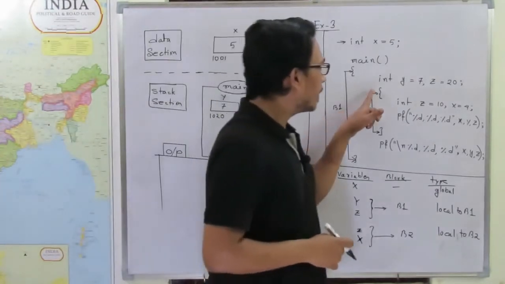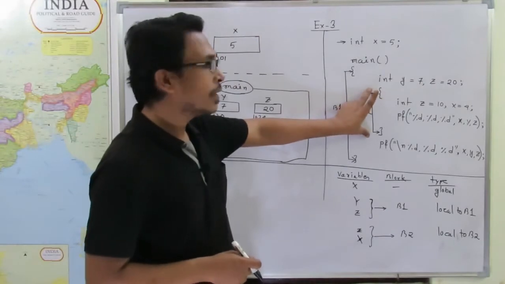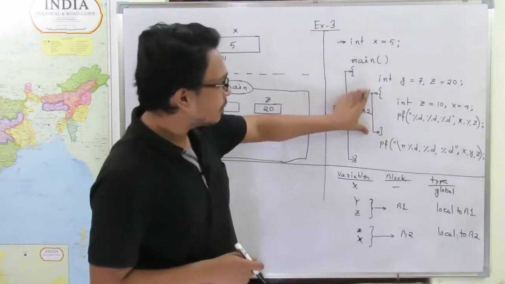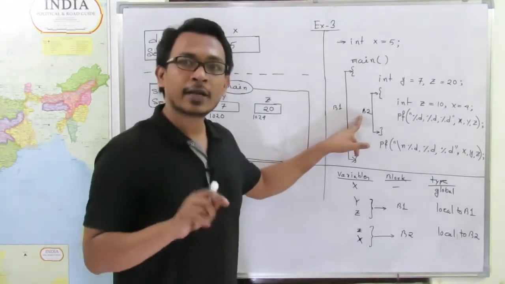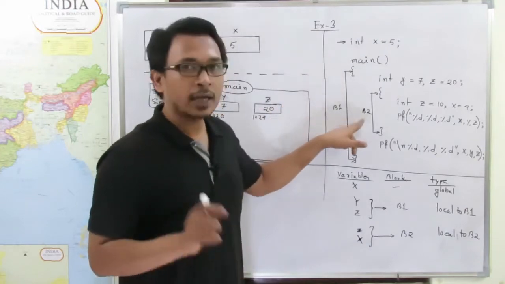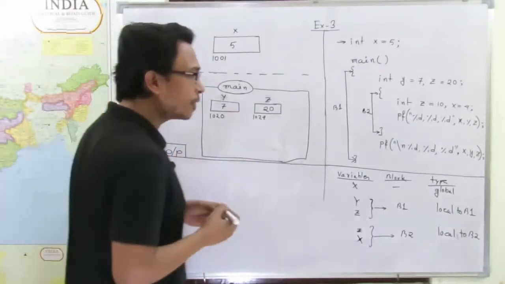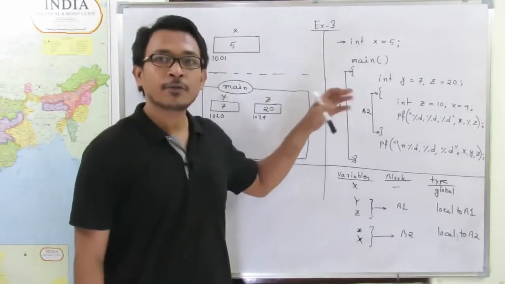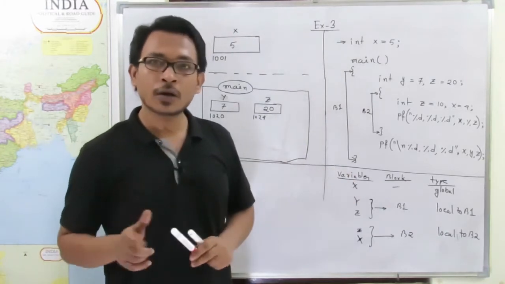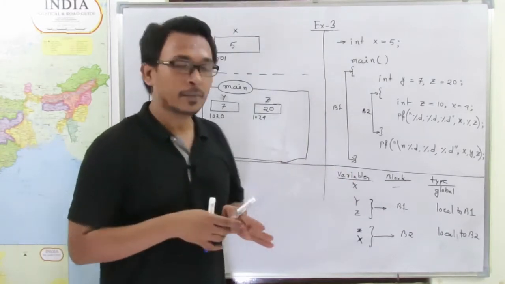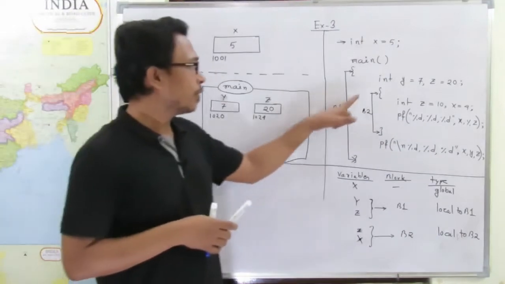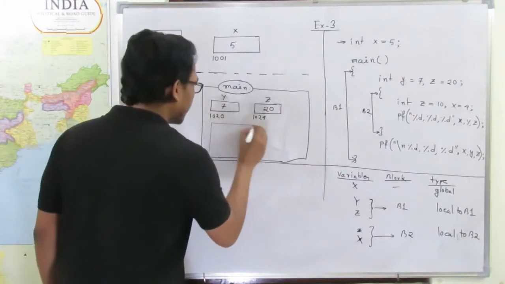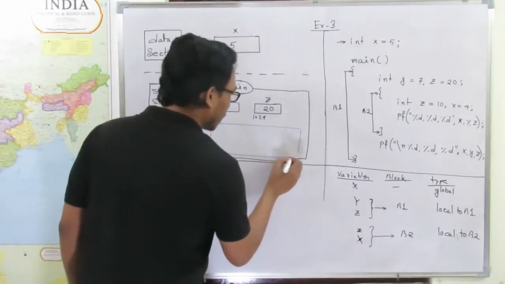Now look here, we have one inner block that is defined inside the b1 block. That means for this particular block b2, memory will be allocated inside the b1 block itself. This b2 block is an inner block for b1 block, so memory will be allocated for b2 block inside this main block itself. So here this is the memory allocated for the block b2.